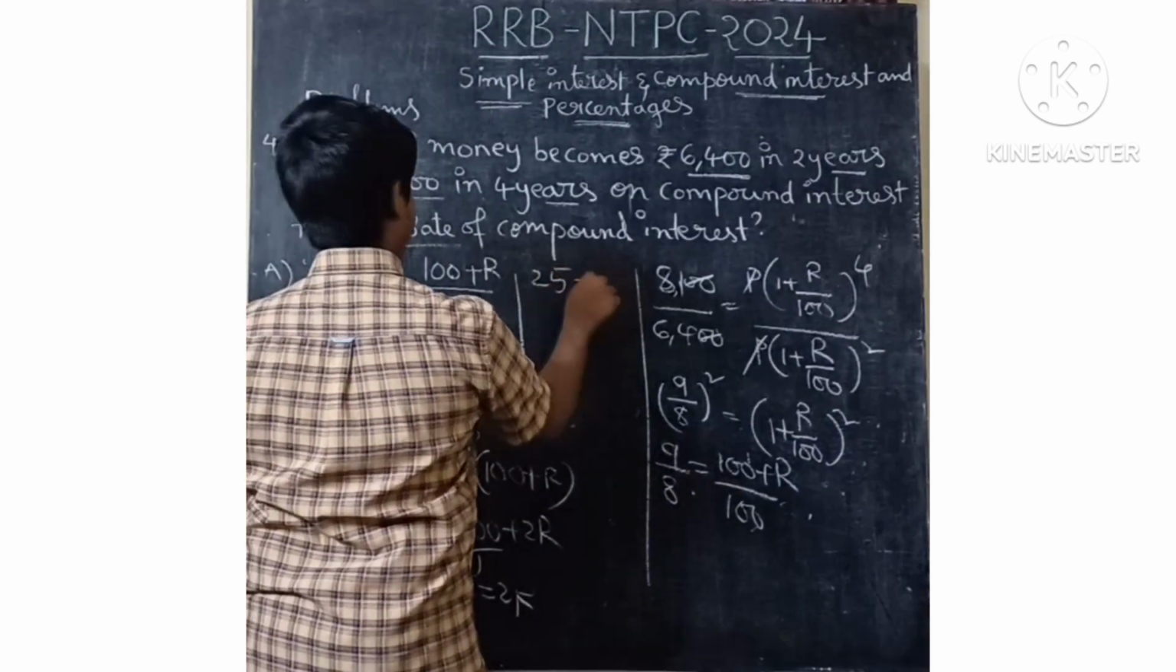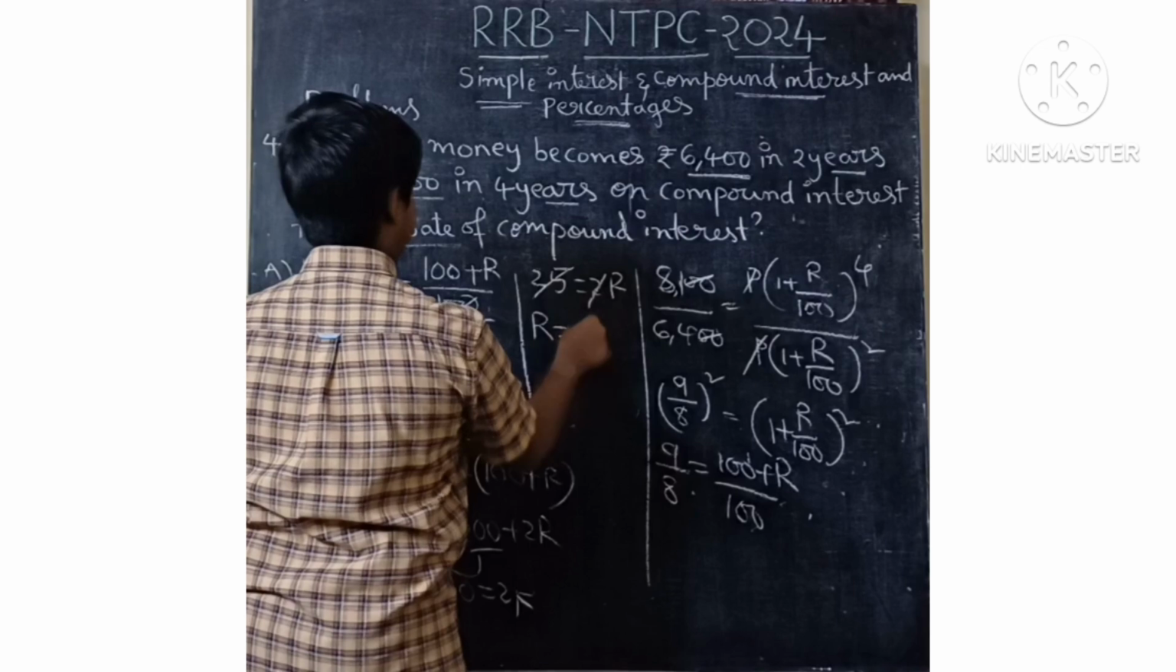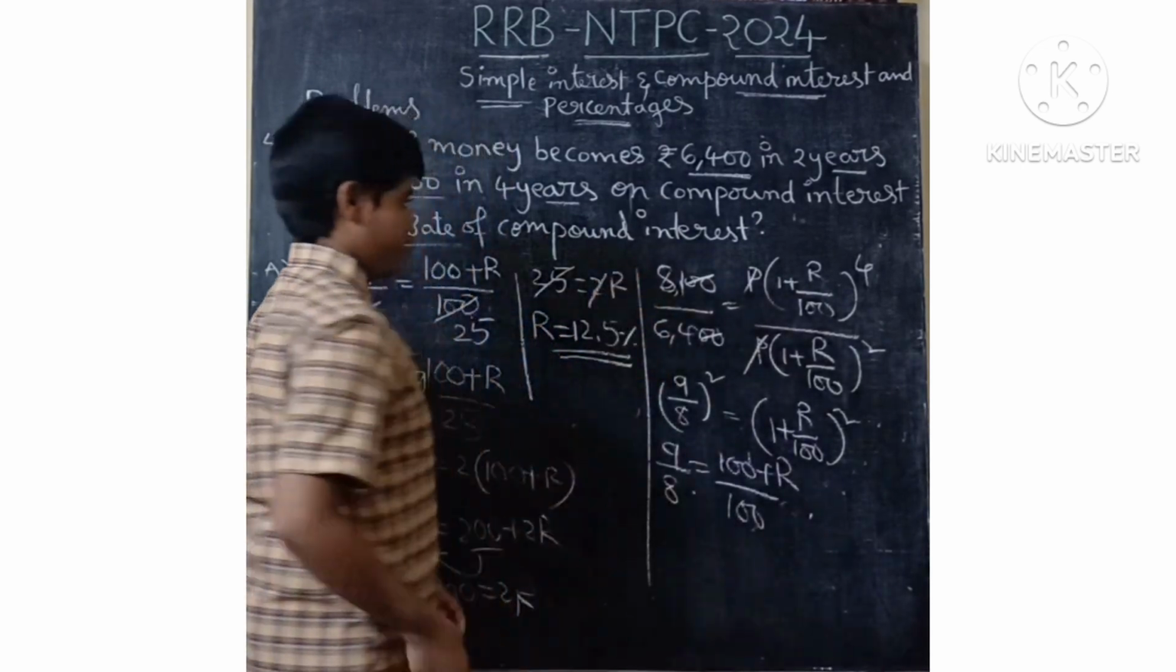So 225 minus 200 is 25. So 25 is equal to 2R. If you cancel the 2, R is equal to 12.5%. So this is the rate percent.